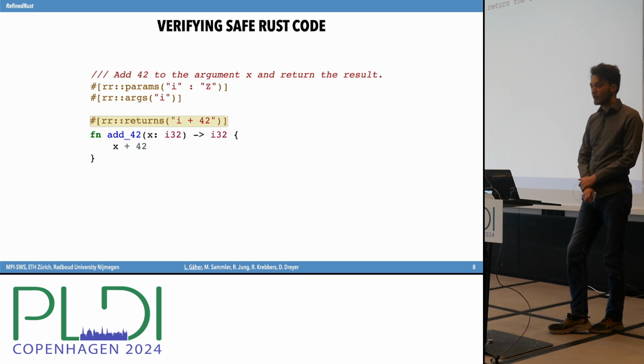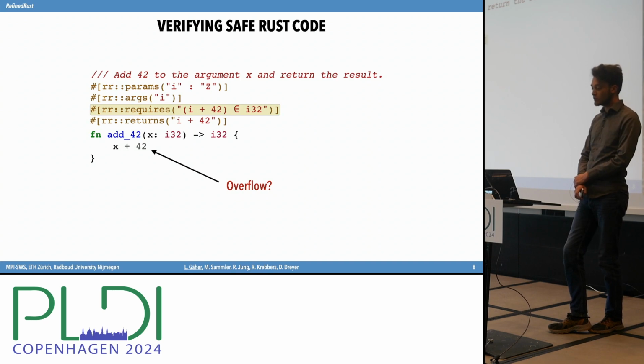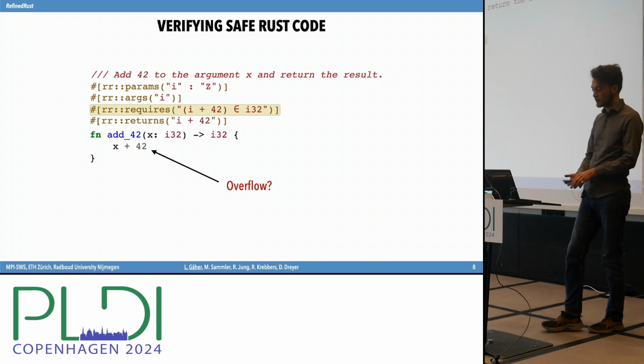Note that we don't have to specify any types here, but only mathematical values. Now, the mathematical integers in the specification are unbounded, so adding 42 always works. But in the Rust representation, x is limited to 32 bits, so overflows can happen. So additionally, we have to require the precondition that i plus 42 actually fits into a 32-bit integer. Okay, this is pretty simple.